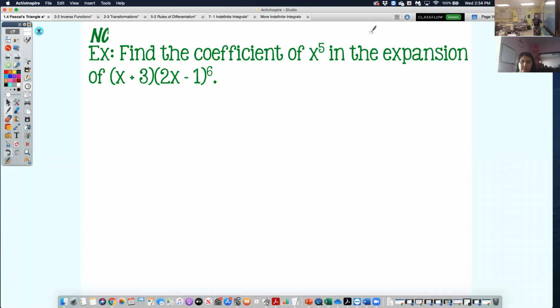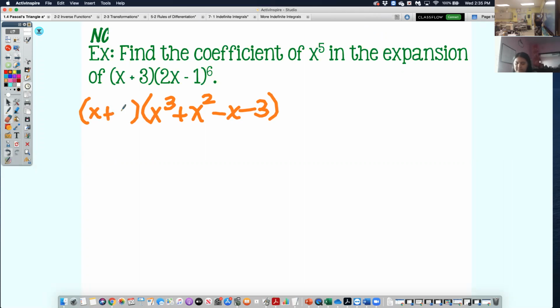So before we get into this particular problem, we're going to find the coefficient of x to the 5th in the expansion of (x + 3)(2x - 1)^6. I want you guys to consider something real quick, okay? If I had this expression of x cubed + x squared - x - 3, and I multiplied it by an x + 3.